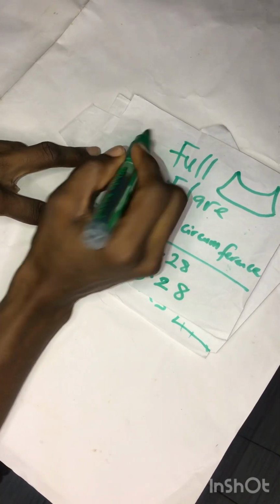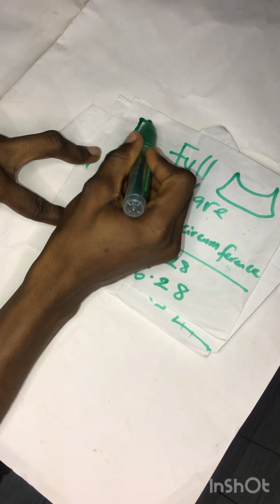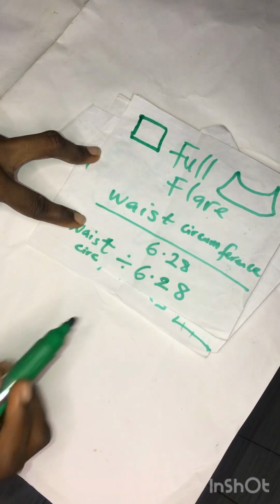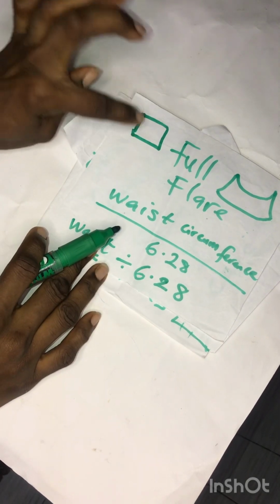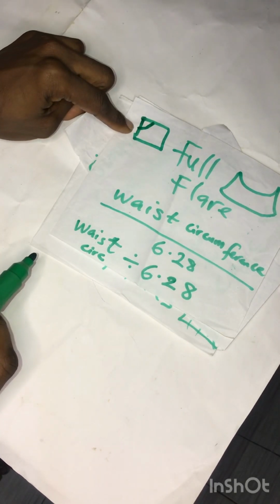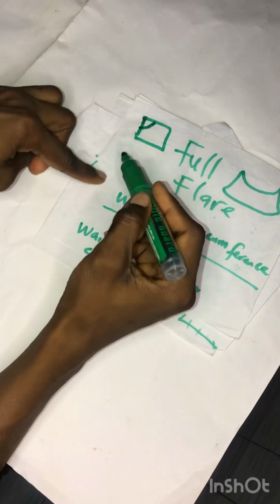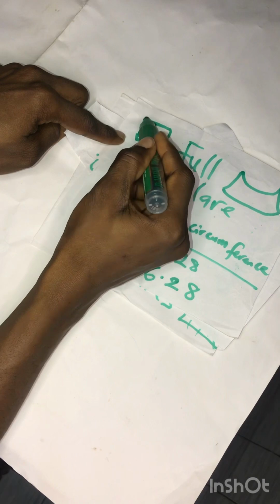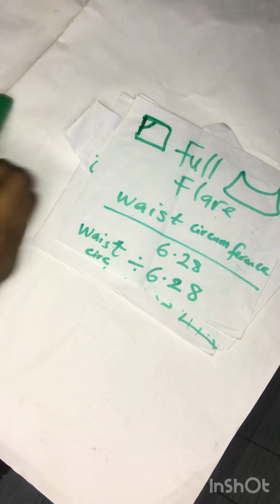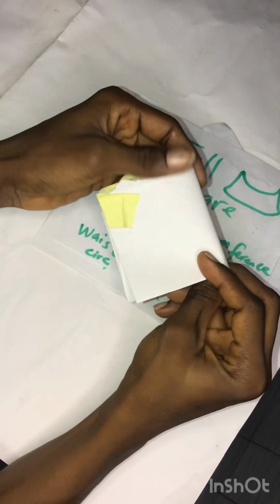Now for a full flare, it is folded into 4, but it is in form of a square. Then the circumference, you get it from one part of the square. So now, how do you fold a full flare? You first fold it into 2, then you fold it into 2 again to form a square like this. Let me illustrate. You fold a full flare like this, fold it into 2, then you fold it again.